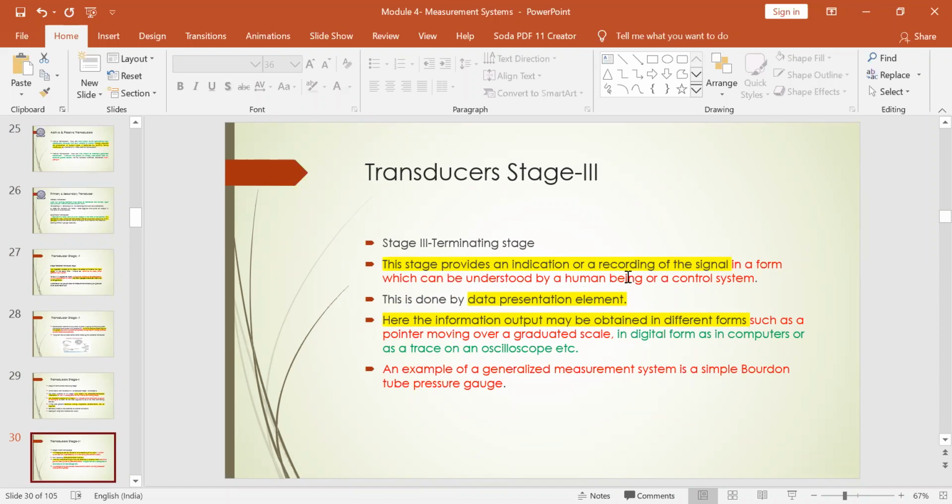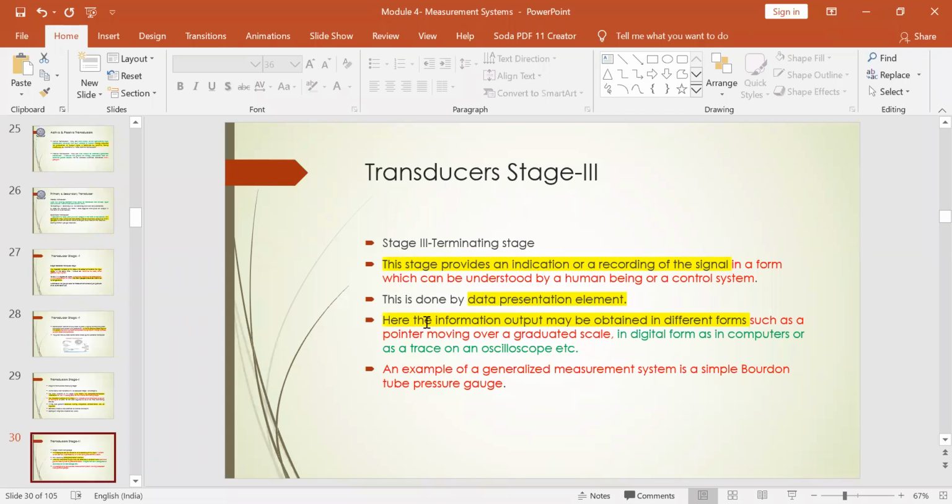So this stage provides an indication or a recording of a signal in a form which can be understood by a human being or a control system, because the physical quantity sensed as an input signal cannot be understood by the human being as such. It has to be converted into an output so that it is understood by the human being or a control system which takes the output directly. So it converts the given input into the output.